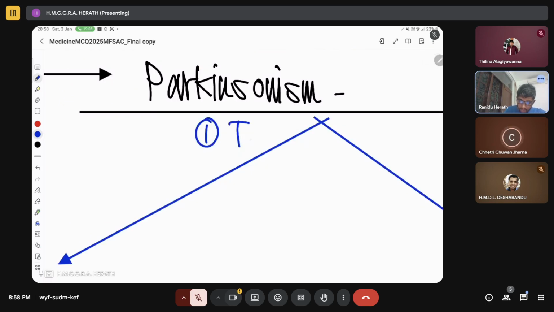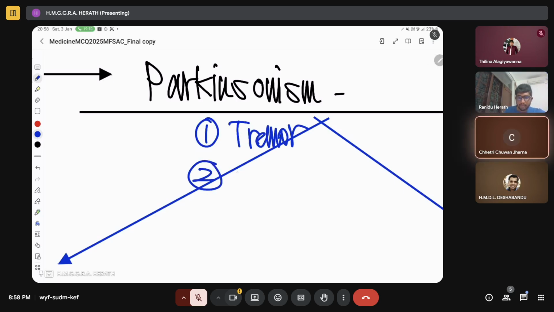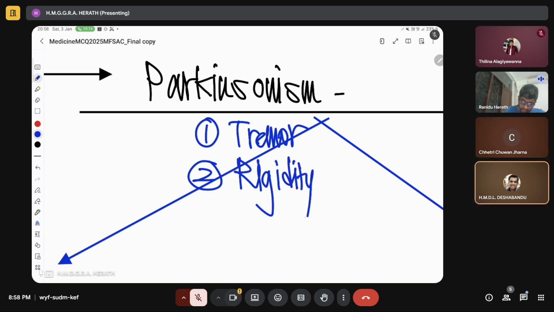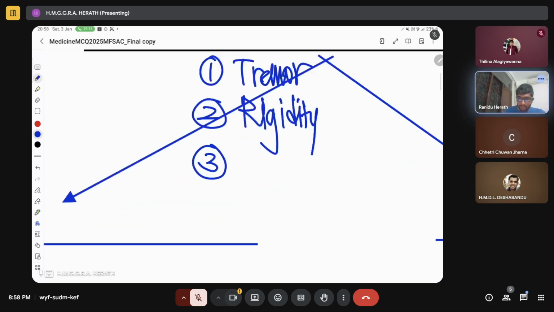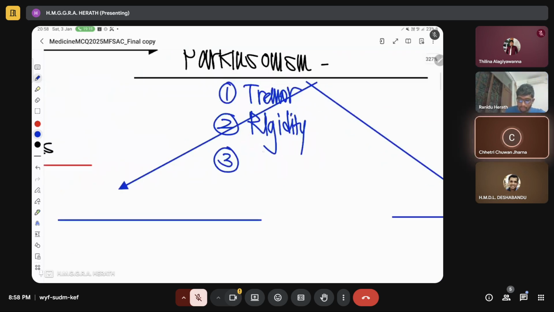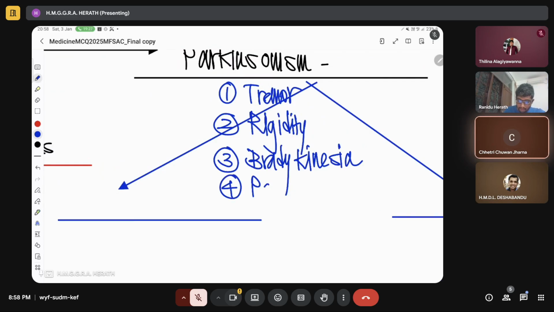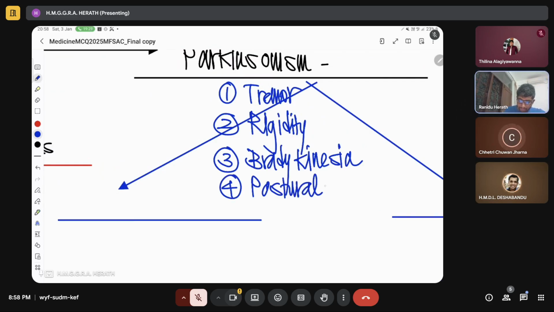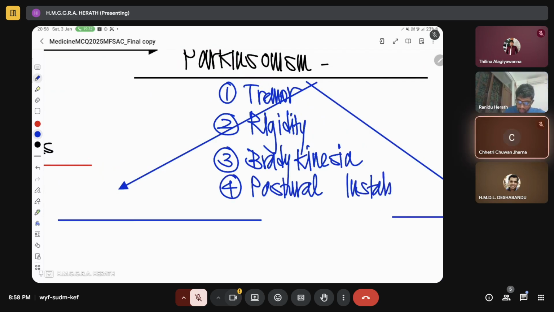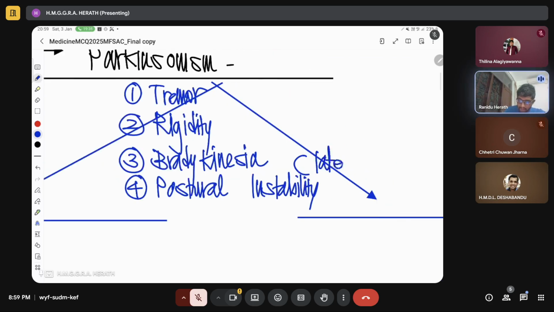Resting tremor, rigidity, pill-rolling tremor, and then what else? Shuffling gait, bradykinesia or akinesia, and then what else? Postural instability. But postural instability is not a feature of early Parkinsonism. This is a feature of late Parkinsonism.